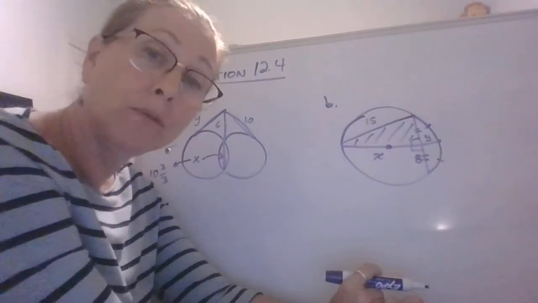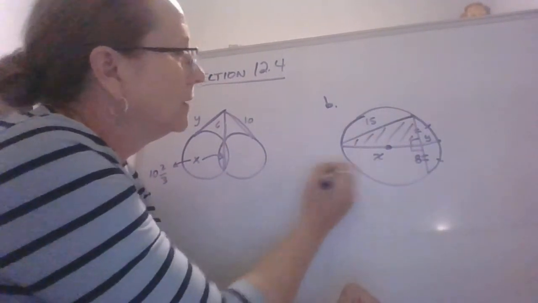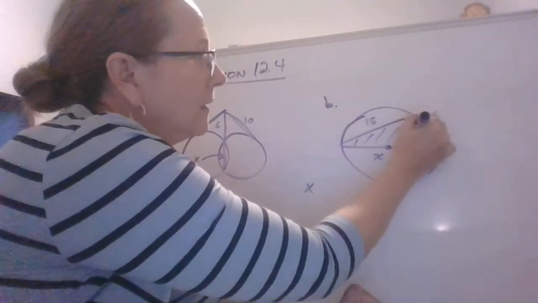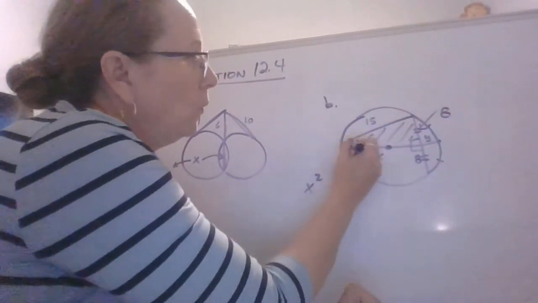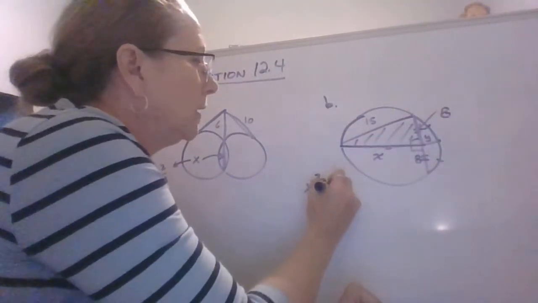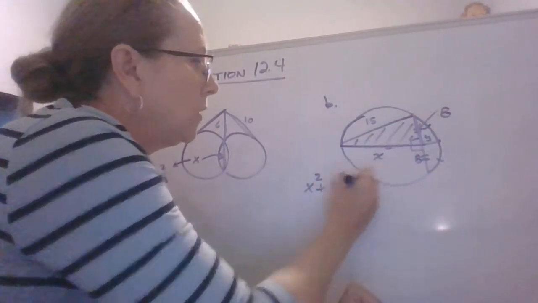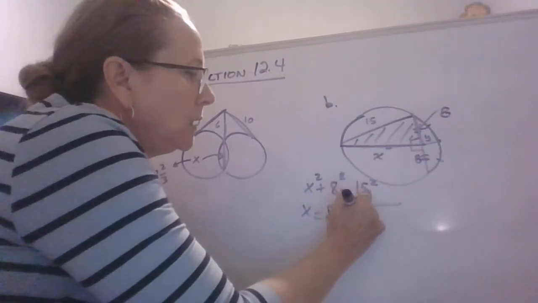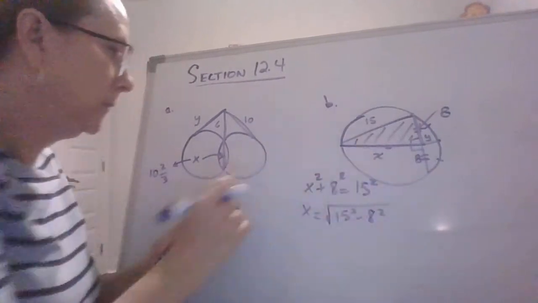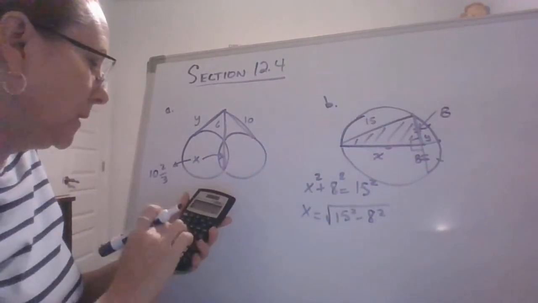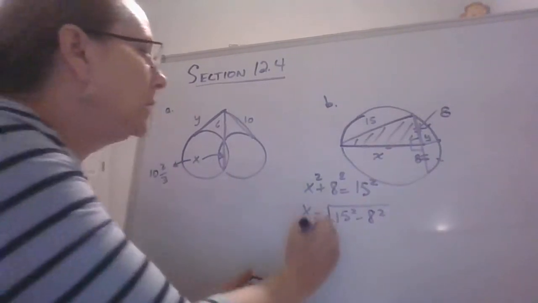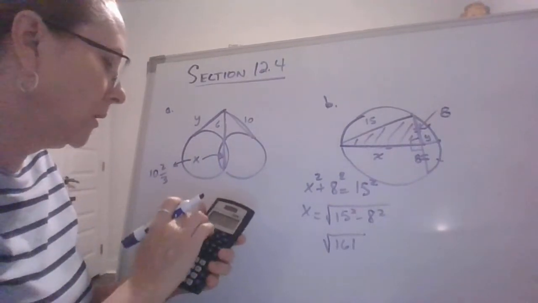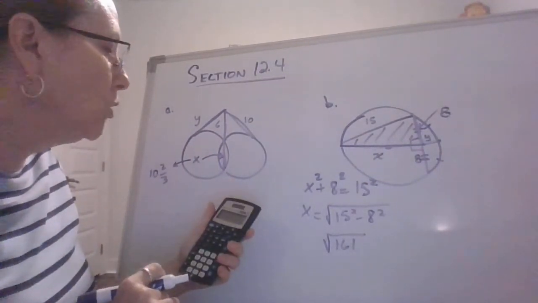And if we have a right triangle, we can find x by saying x. And by the way, if this is congruent, then this is also 8. X squared, one leg, plus 8 squared is equal to 15 squared. So now to solve that, x is equal to the square root of 15 squared minus 8 squared. So 15 squared minus 8 squared, I get 161. On the inside of that, the square root is 12.7.